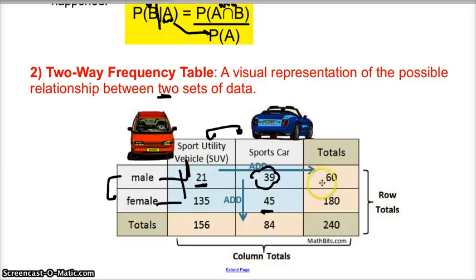And then we have totals. There are 60 total males who were asked these questions, 180 females who were asked. There are 156 SUV drivers. There are 84 sports car drivers, and a total of 240 people were asked to be a part of this survey. So the two-way frequency table is breaking up all of your different combinations of how people responded.